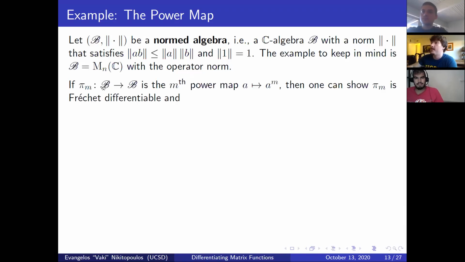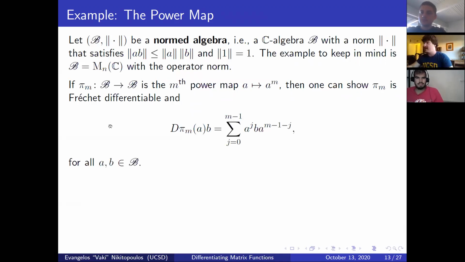Now, if pi_m from B to B is the mth power map, that is the map A maps to A^m, then one could show that pi_m is actually Fréchet differentiable, and the formula for the derivative is given as follows. So the derivative of A^m at B is this sum, the sum over j of A^j B A^(m-1-j).